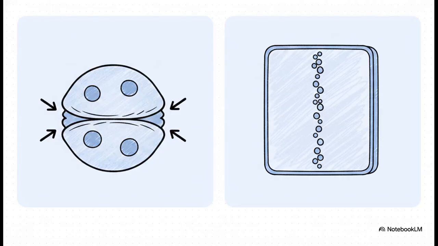To finally finish the division process, the actual cytoplasm itself must be split, which is a process known as cytokinesis. But this looks entirely different depending on what kind of life form we're looking at. Animal cells use a contractile ring of microfilaments that acts exactly like a drawstring, pinching the cell right in half to form what's called a cleavage furrow.